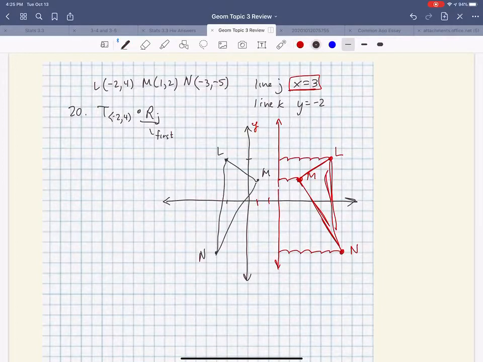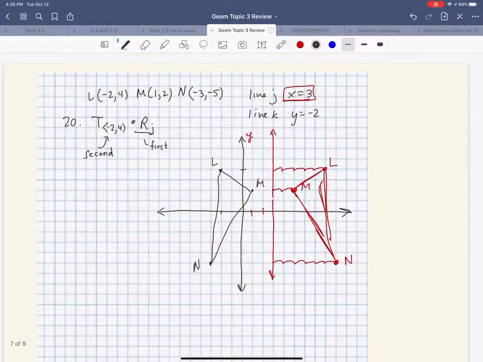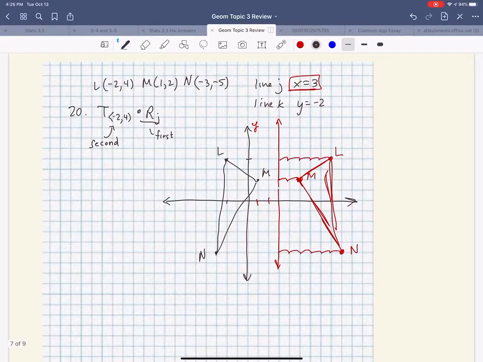Okay, now normally I'd be done, but I got to do this second, right? So that's 2 to the left and 4 up. New coordinate. Then I do it again. 2 to the left, 4 up. New coordinate, 2 to the left, 4 up. New coordinate. So there's my shape, right?